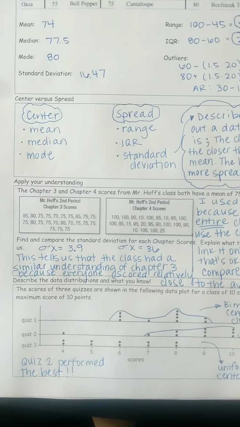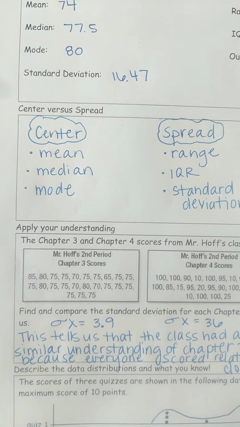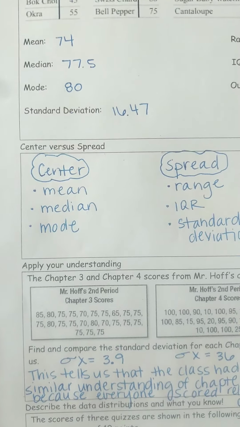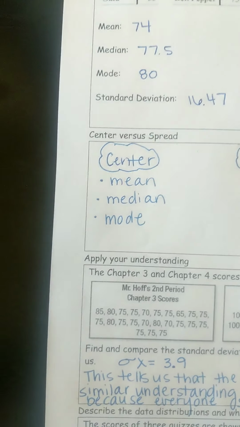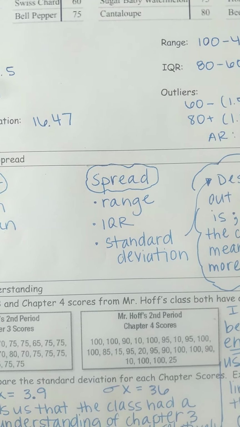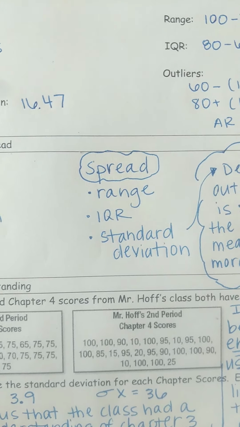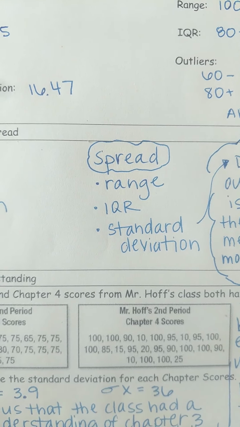Let's talk about center versus spread now. Measures of center, things that we can find that fall under center, include mean, median, and mode. Measures of spread include range, IQR, and standard deviation. They talk about how spread out the data is. Let's talk a little more about what standard deviation tells us, though.